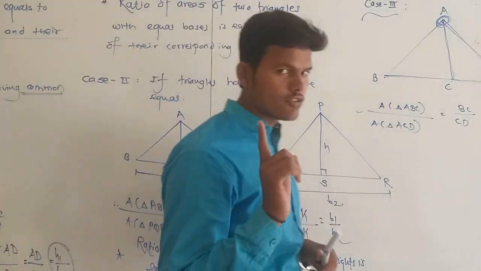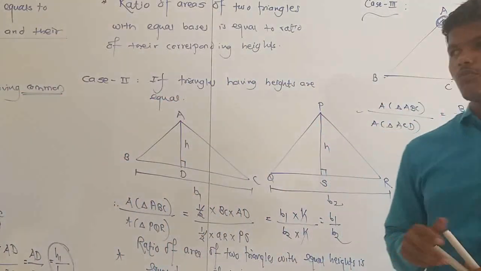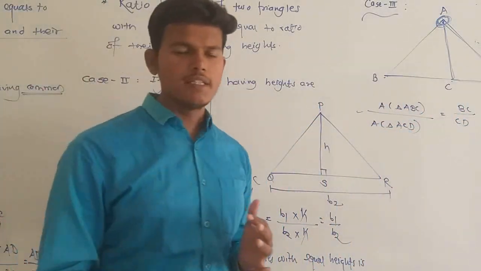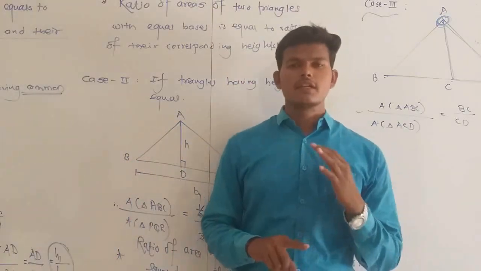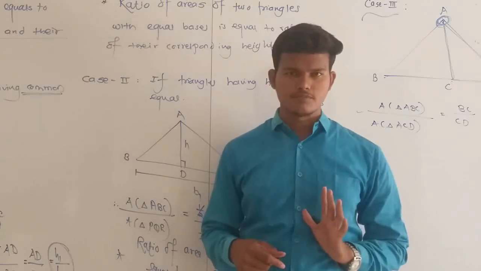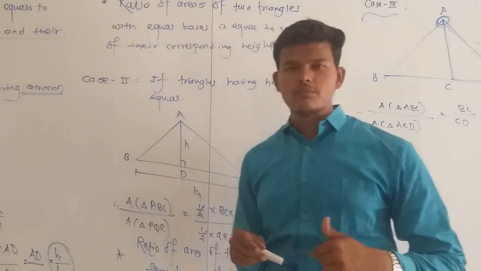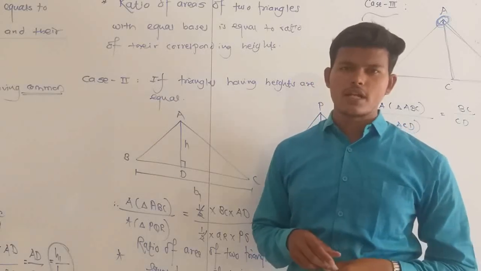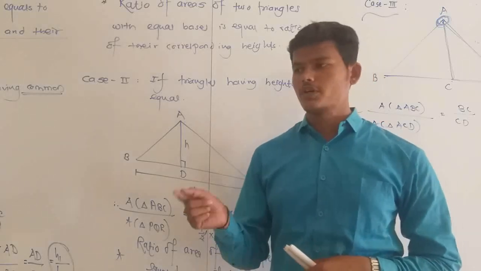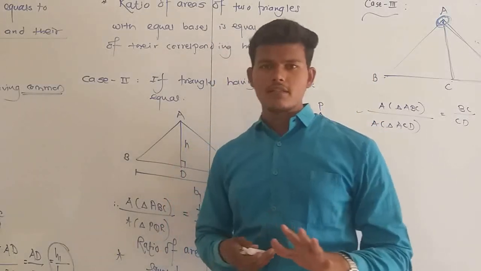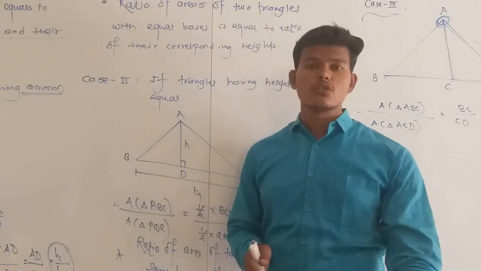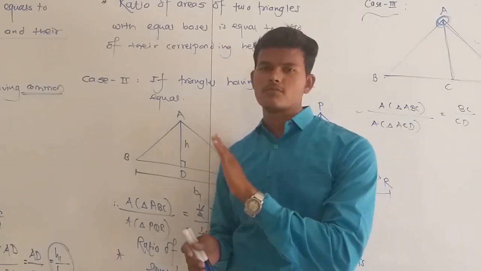So I again repeat all those properties. The first one, which is the most important property, is if two triangles have no common heights and no common bases, then their area is proportional to the product of their bases and corresponding heights. That means the statement can be written as the ratio of the area of two triangles is equal to the ratio of the product of their bases and corresponding heights. That means for both triangles, if the heights and bases are different, then their area is proportional to the product of bases and corresponding heights.